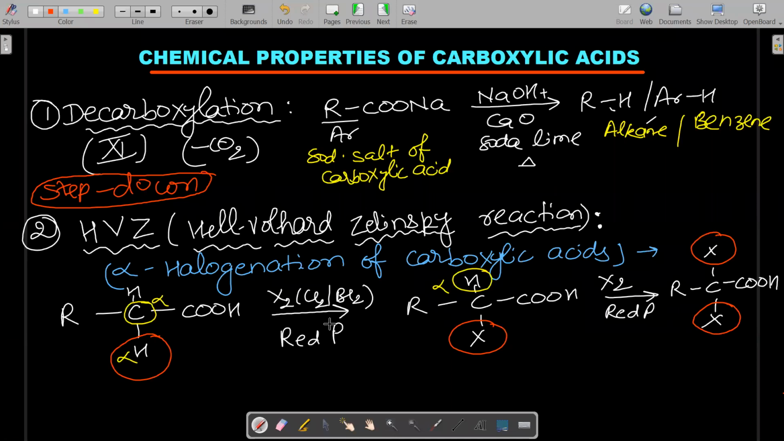Okay. So how many number of alpha hydrogens? That all will be substituted by halogen in the presence of red phosphorus. Clear? So what is HVZ reaction? HVZ reaction is the reaction of carboxylic acid in the presence of halogen and red phosphorus. The alpha hydrogen is substituted by halogen.